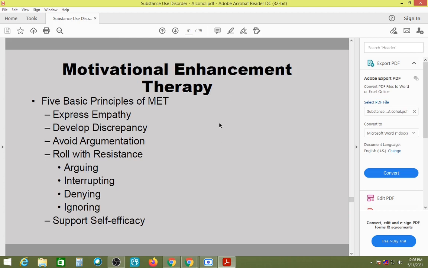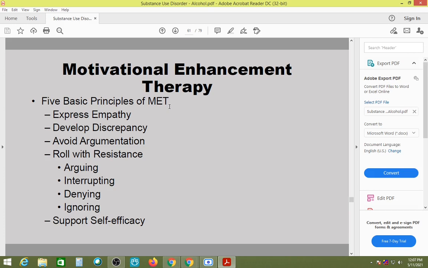So the basic principles of motivational enhancement therapy, if you see the research articles, many literature, you will see MET and CBT, all about the effect of MET and why MET is the latest good therapy that we use for substance use, be it alcohol, be it other substances, which we will be dealing with afterwards.